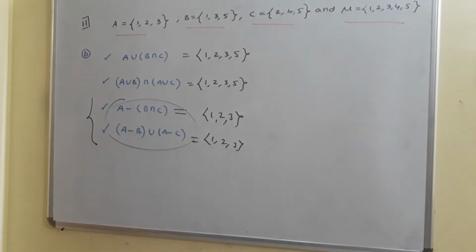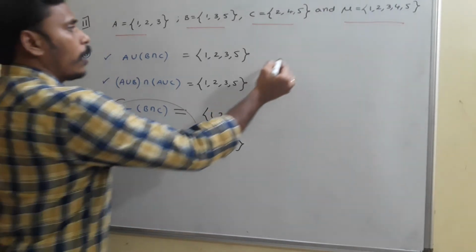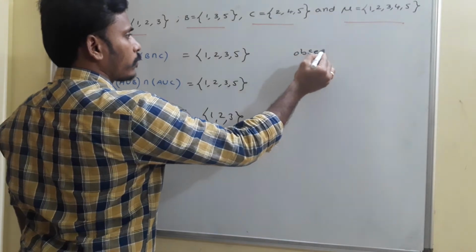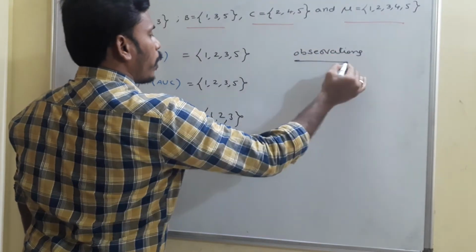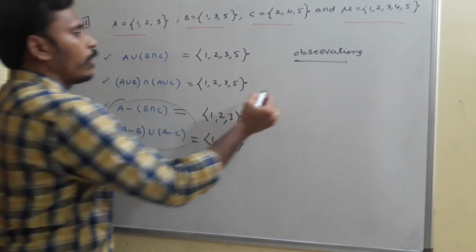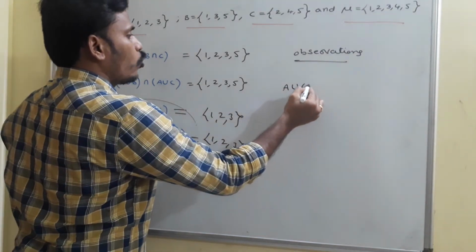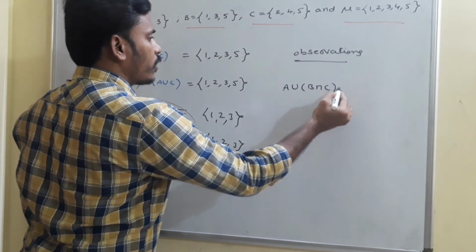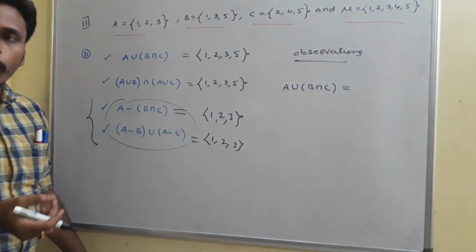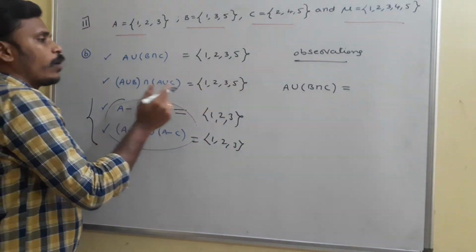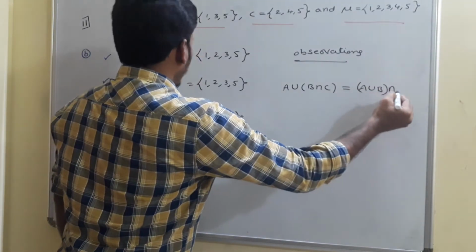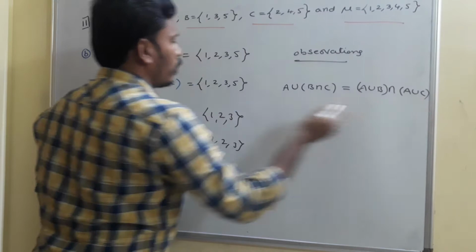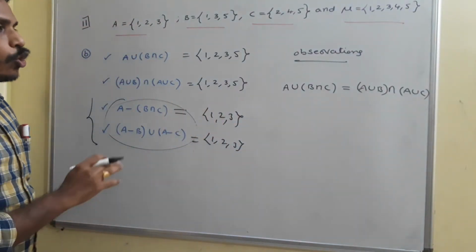So what are the observations we did here? Okay. Coming to the observations, these two are equal, right? So that's why A union of B intersection C is the set containing 1, 2, 3, 5. And then this is again what? A union B intersection A union C. This is also 1, 2, 3, 5. So those two are equal.